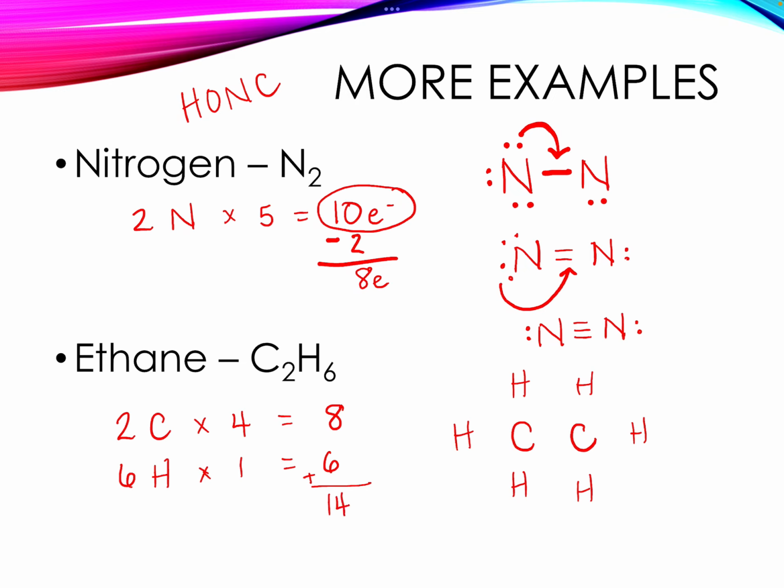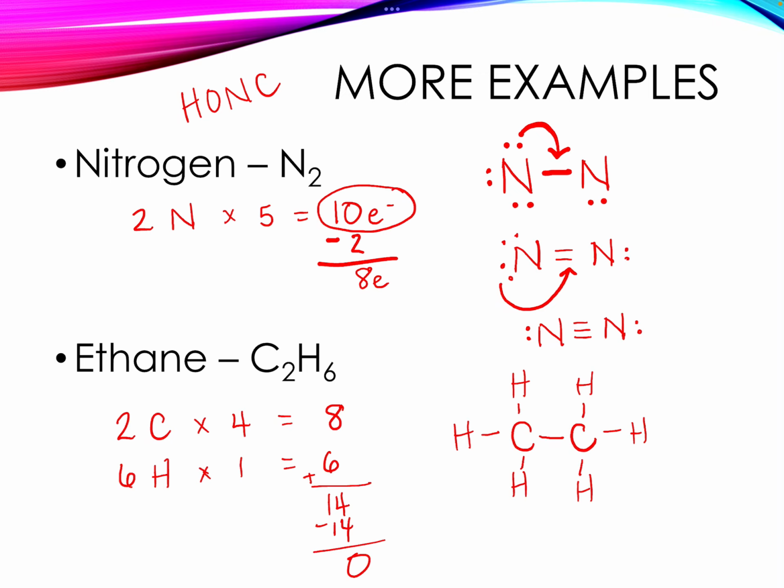So now we need to connect all of the atoms together. So we'll go 2, 4, 6, 8, 10, 12, 14. So we've used up all of our electrons, but that's okay, because each of the hydrogens has 1 bond, just like it should, and each of the carbons has 4 bonds, just like it should. So that all worked out very well, and there are no lone pairs in this structure.